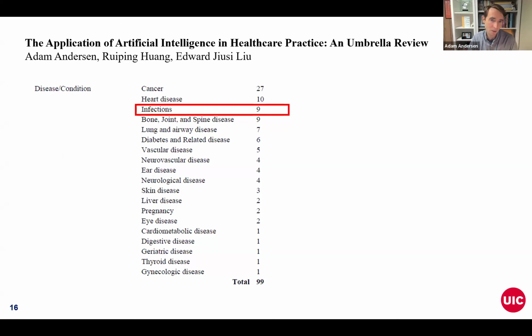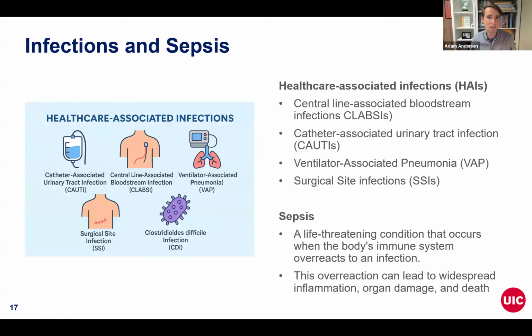And right below that is infections. Infections are a major cause of illness and potentially death across the world. So there's a lot of interest in how AI can help with infection prevention or earlier detection of infections. Now, if we think about the hospital setting, there are unfortunately a lot of different infections a patient can contract while they're at a hospital.